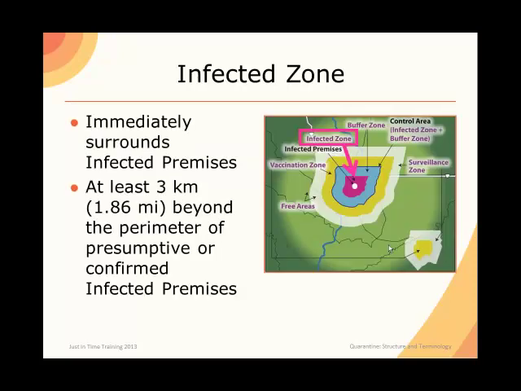The infected zone, shown in pink, is the area that immediately surrounds an infected premises. The perimeter of this zone should be at least 3 kilometers, or approximately 1.86 miles, beyond the perimeter of the presumptive or confirmed infected premises. Exact distances will depend on the disease agent present and epidemiological circumstances. The infected zone boundaries may be redefined as the response efforts progress.